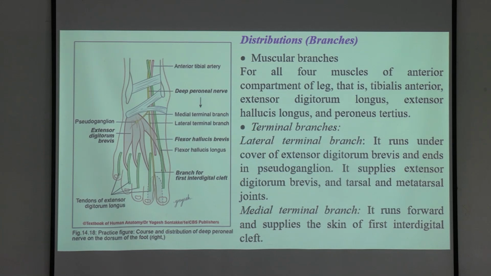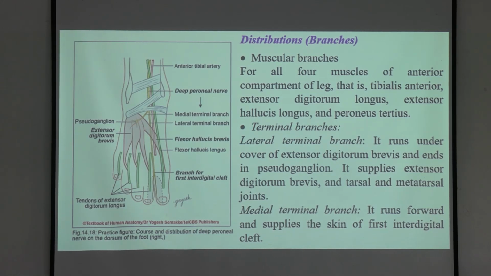Okay, in addition, nature has provided another muscle for extension and we can find this deep peroneal nerve divides into one lateral one, okay, and one medial one. Okay, and here we can find a pseudoganglia.